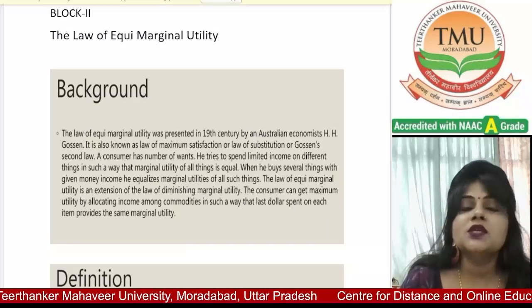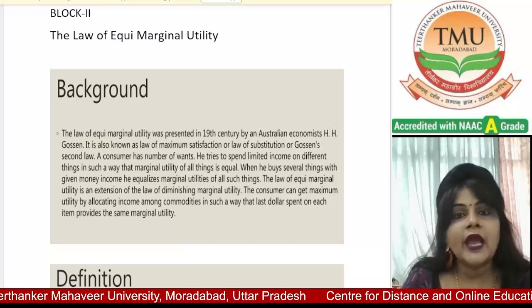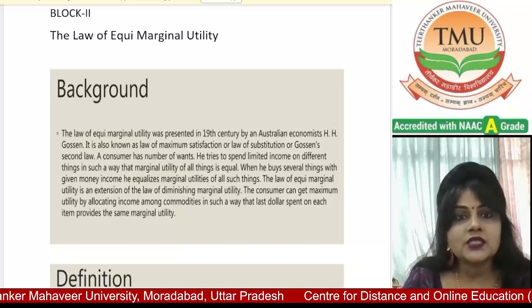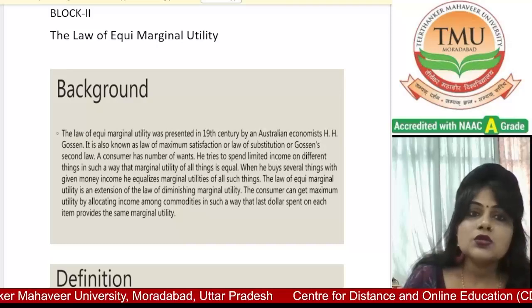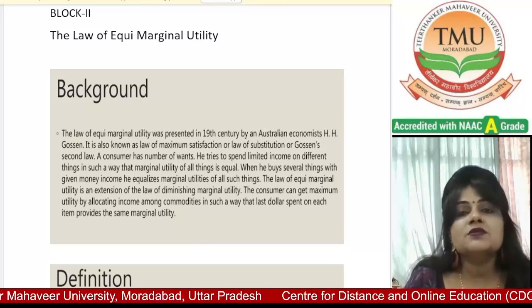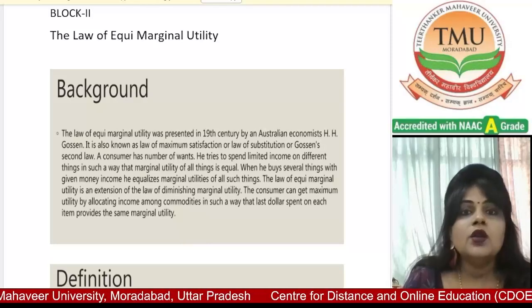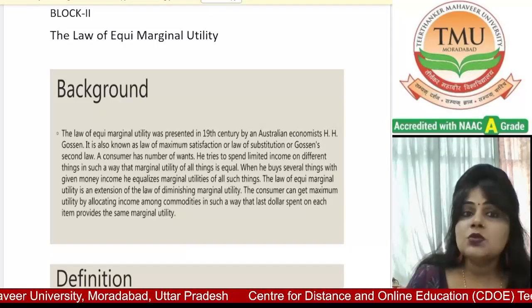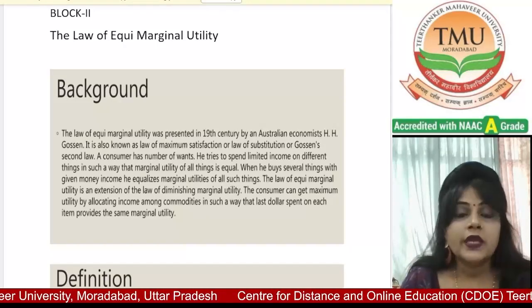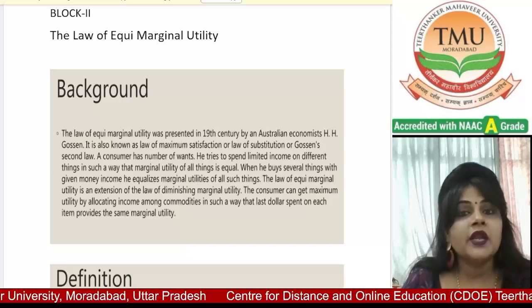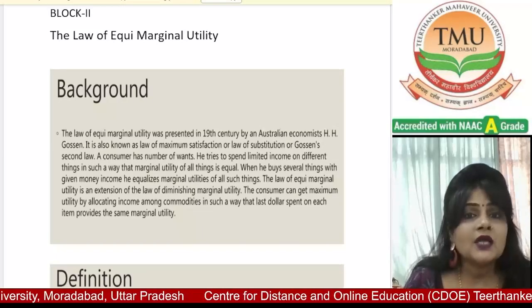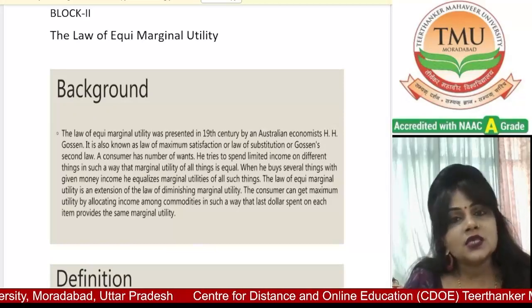The law of equal marginal utility was presented in the 19th century by an Australian economist, H. Gossen. It is also known as the law of maximum satisfaction, the law of substitution, or Gossen's second law. A consumer has a number of wants. He tries to spend his limited income on different things in such a way that the marginal utility of all things is equal.